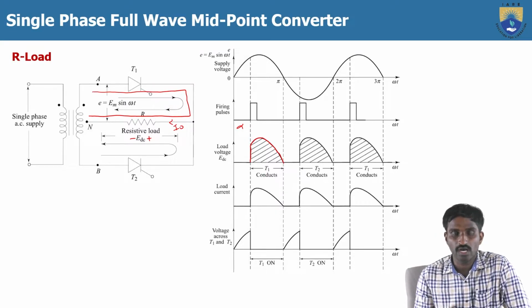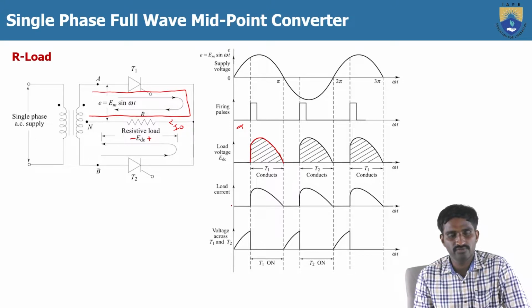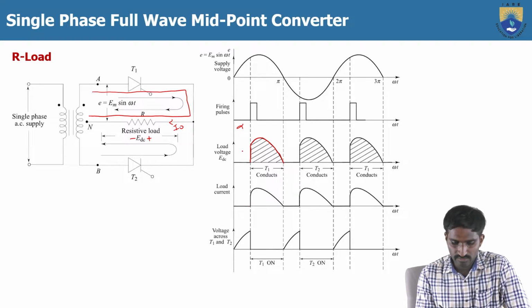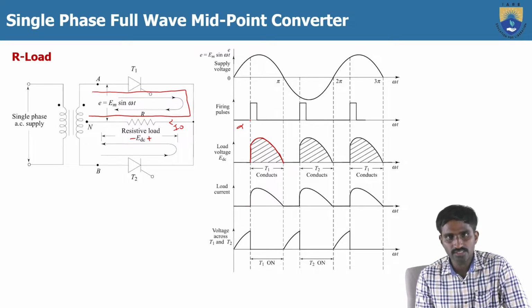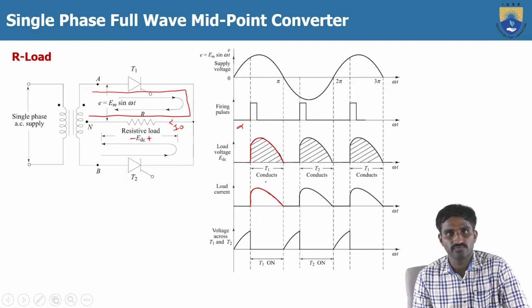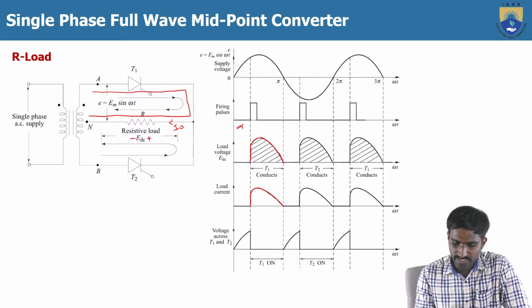During this time, because of the R load, the current waveform is more or less the same as the voltage waveform. From 0 to alpha, we are not giving the gate pulse to the thyristor T1, so even though the forward bias is applied, the thyristor T1 will not conduct. So during this 0 to alpha, the load current is 0. When we give the triggering pulse to the gate at alpha, the load current starts flowing through the load R, and the current waveform will follow the voltage waveform, up to pi degrees.